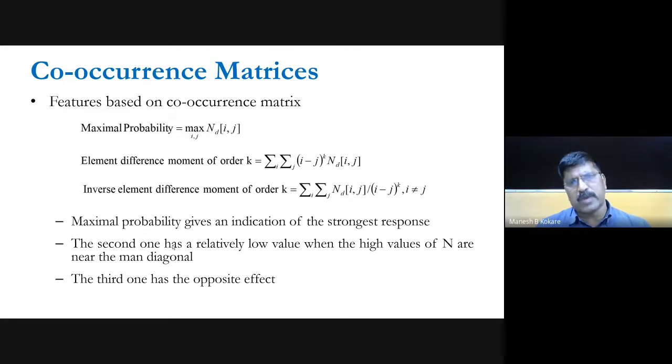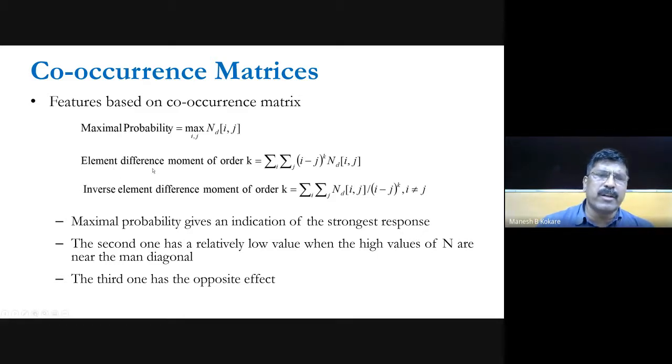Then other features you can also extract based on the co-occurrence matrix, for example the maximum probability. So what is the maximum value of N_d(i,j)? That can also be used as one of the features. So people can use either separate features or a combination of the features, and that will increase the overall accuracy of recognition and so on.